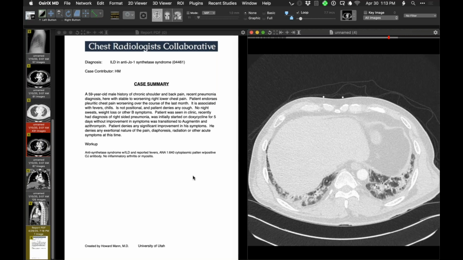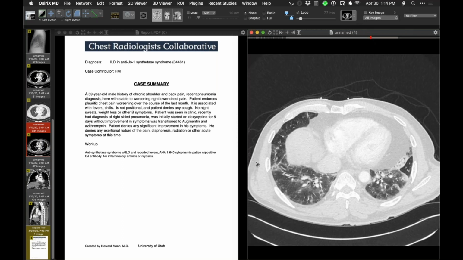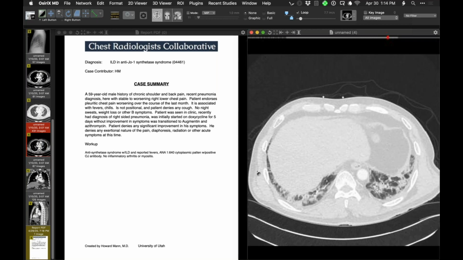So the history is important. He didn't have, if I remember correctly, muscle disease or arthritis. But he's being treated with mycophenolate, and we'll see how he does. All right, those are my cases.